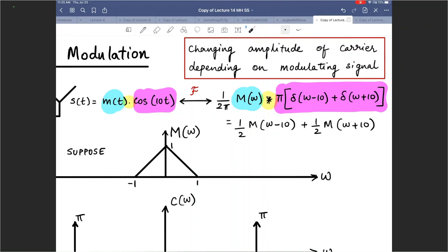So when you do this, now you can see that we are interested in M of omega being convolved with delta of omega minus 10, and we saw what happens. We just get a frequency shift. So M of omega convolved with delta of omega minus 10 becomes M of omega minus 10. The 1 over 2 pi and pi, the pi cancels out, you get a half there, plus half M of omega plus 10. So this is like saying when you multiply a signal with a cosine, half of the signal gets shifted up to 10 and half of the signal moves down to -10, right? So we are up converting the signal from baseband to a passband.